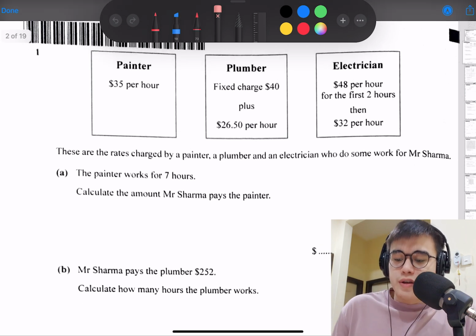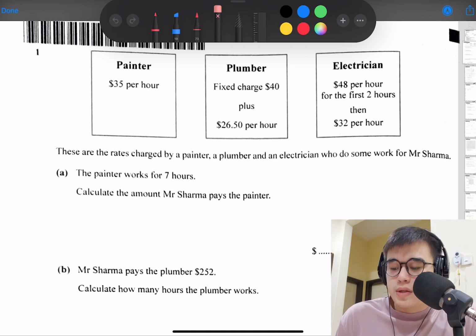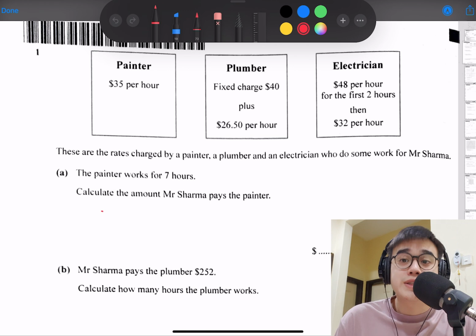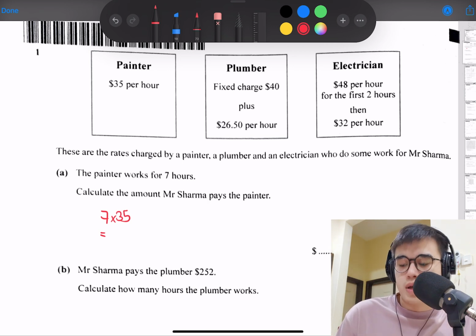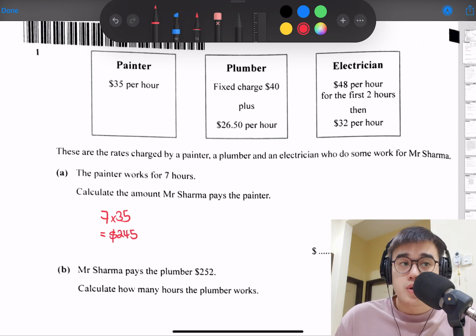So over here in question 1, there are rate charges by the painter, plumber and electrician. If the painter works for 7 hours, calculate the amount that Miss Sharma is expected to pay. Like what the question said, the painter is paid 35 per hour. So 7 times 35 is how you get to the answer. Pretty straightforward, and it is expected to be 245.